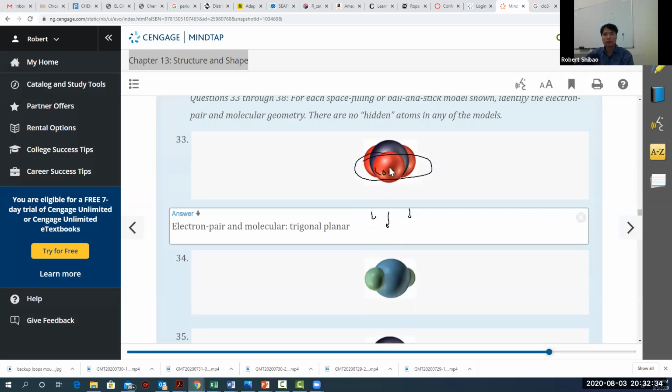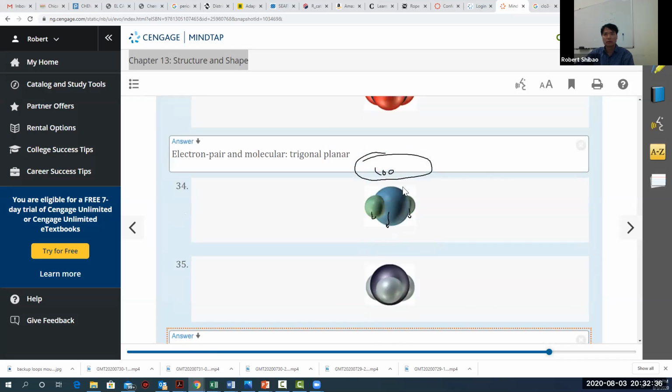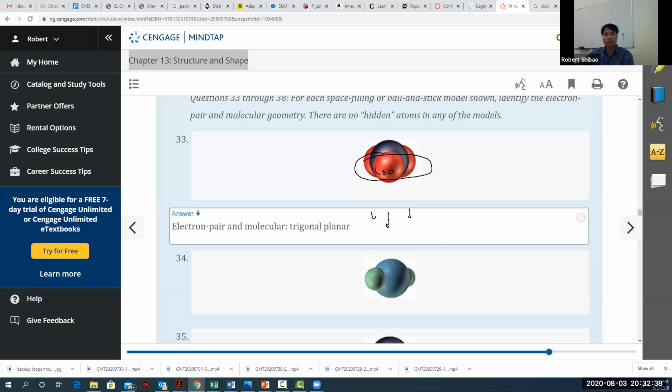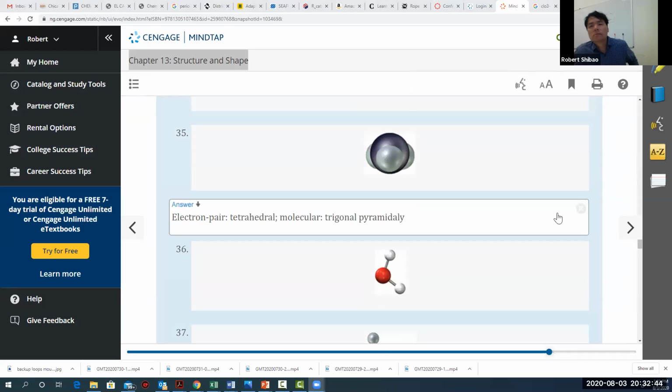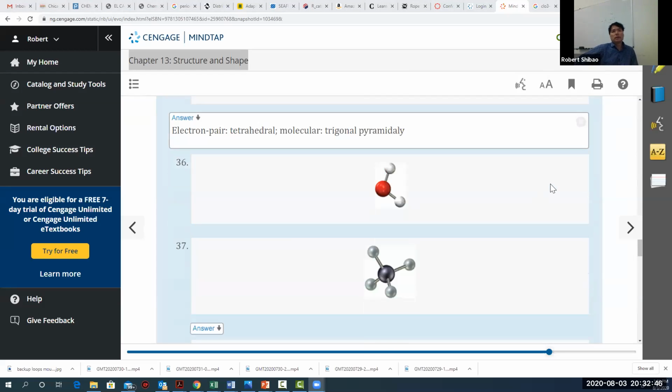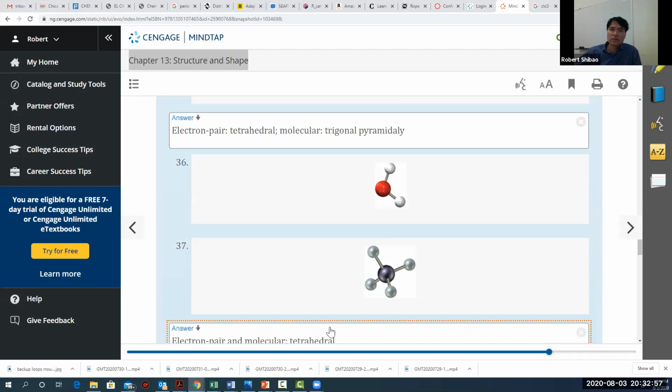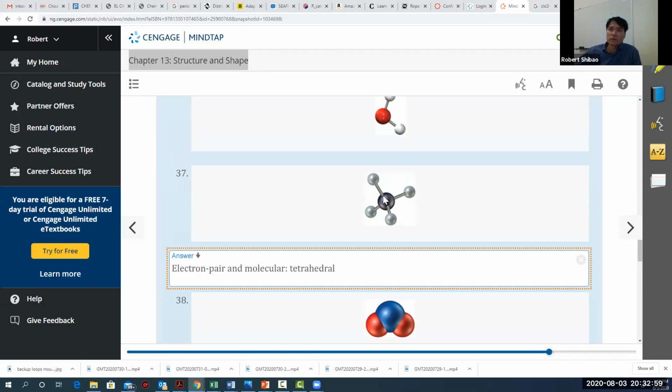That's okay. Those are a little bit ambiguous, so skip those because it wasn't so clear. Is that pyramidal or planar? This is easy. This is tetrahedral, right? Tetrahedral and tetrahedral. Tetrahedral, tetrahedral.